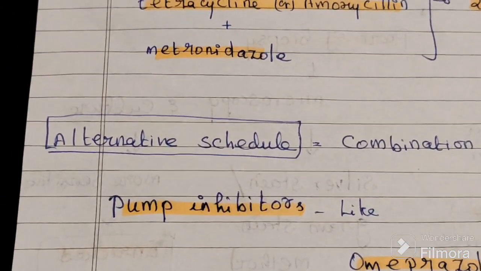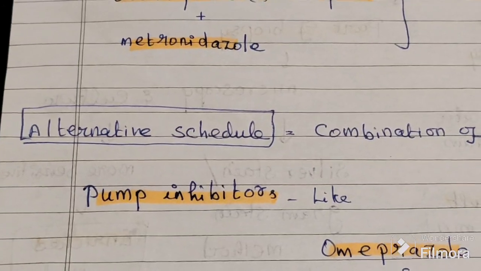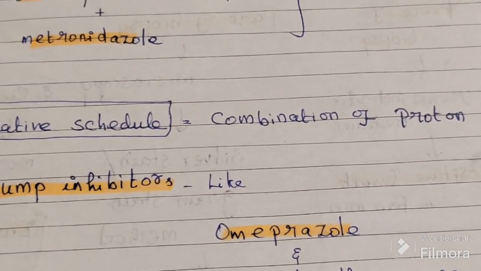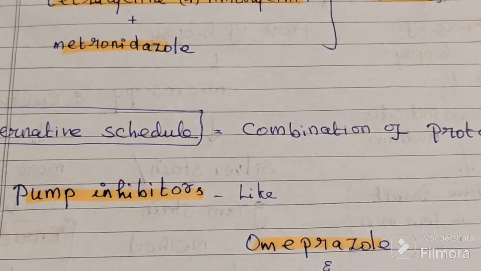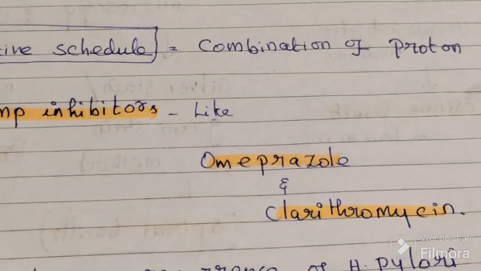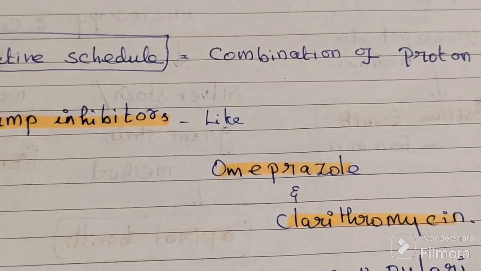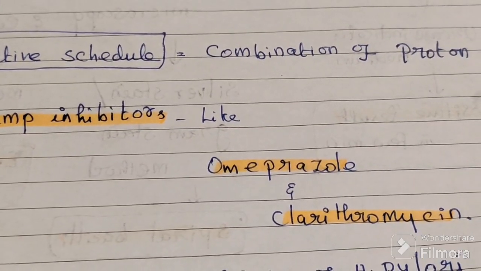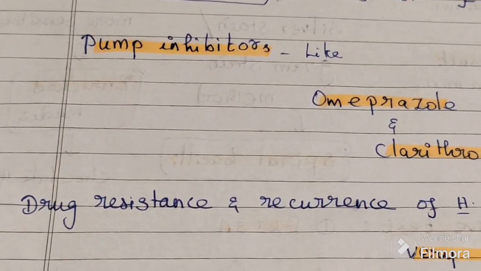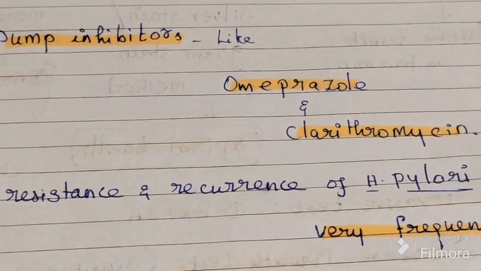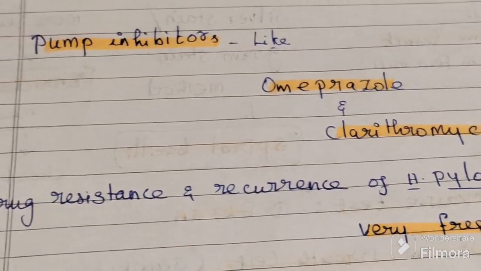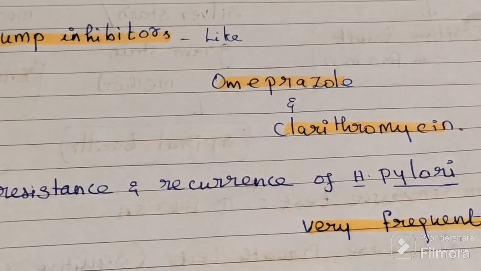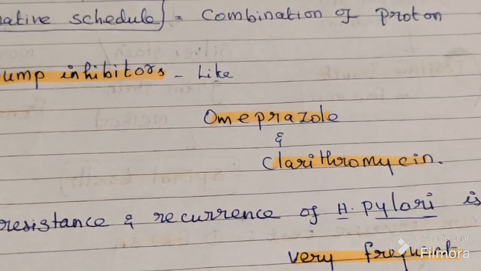Then an alternative treatment scheme for H. pylori: a combination of a proton pump inhibitor like omeprazole and clarithromycin. Drug resistance and recurrence of H. pylori are very frequent. This is all about H. pylori. Thanks for watching.